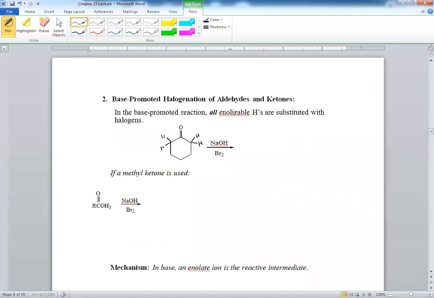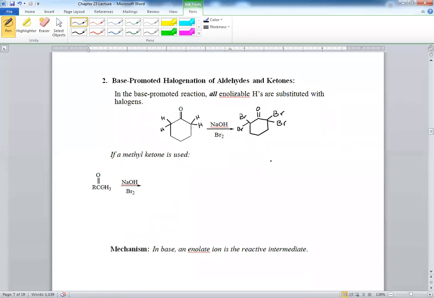on the alpha carbons. You have two alpha carbons here. All of these alpha hydrogens are substituted with halogens. So what happens is the following: Br, Br, Br, and Br. So you had the polysubstitution here. All of the alpha hydrogens were converted to bromines.